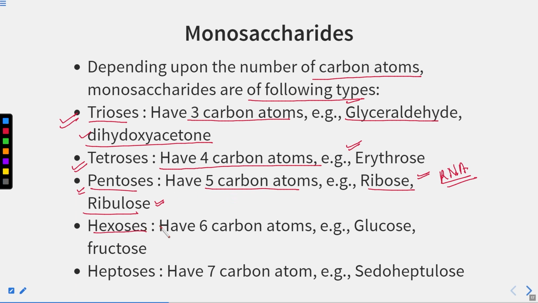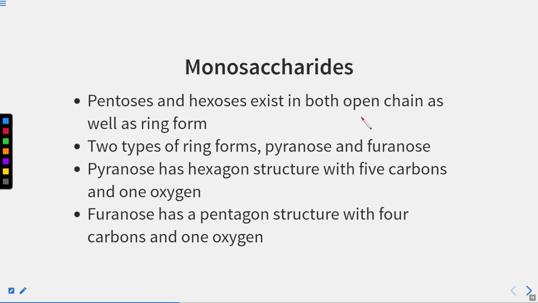Next are the hexoses, and the best example is glucose, which has 6 carbon atoms. Another example is fructose. Now, if we talk about the heptoses, meaning 7 carbon atoms, then the best example is sedoheptulose. This you can see in the Calvin cycle. So these are some of the examples of the monosaccharide depending upon the number of carbon atoms.